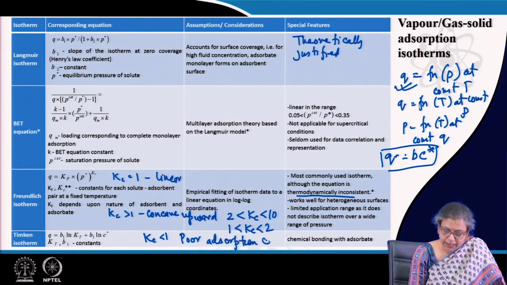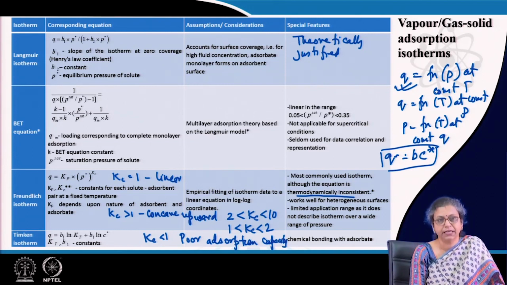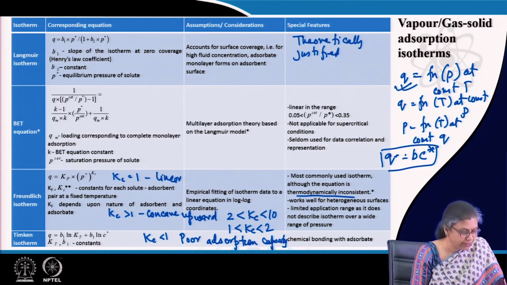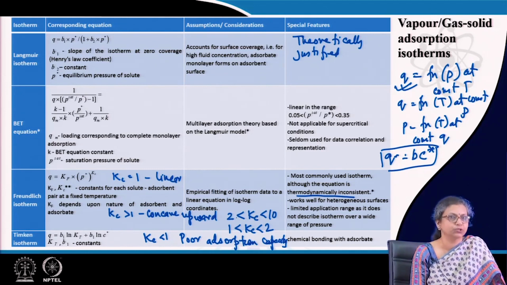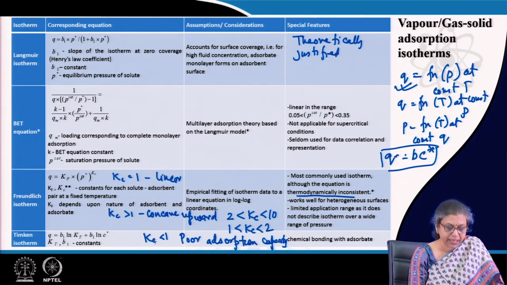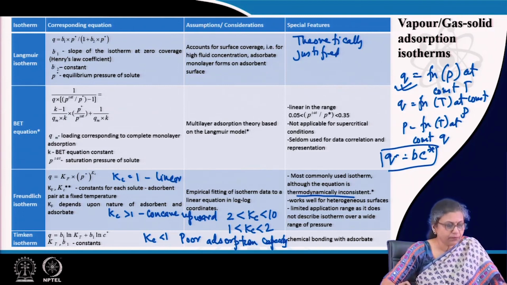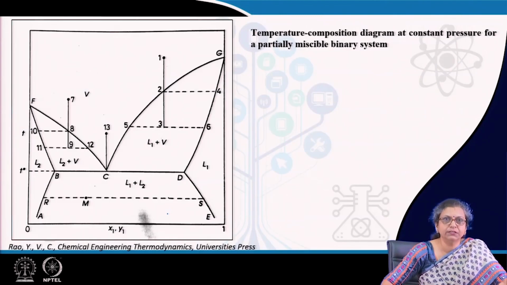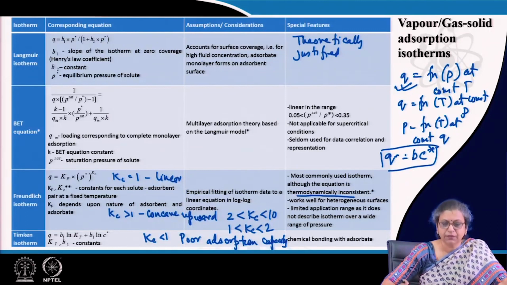So, if we would like to select an adsorbent, we would like to ensure that the Kc value is greater than 2. In that case, the adsorption is going to be effective. And we definitely do not select any adsorbent which yields a Kc less than 1. Well, with these things said, we have discussed adsorption.